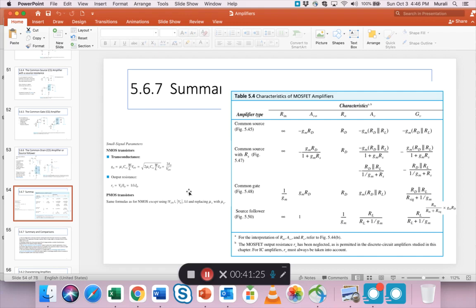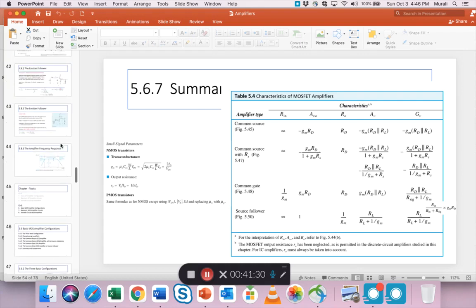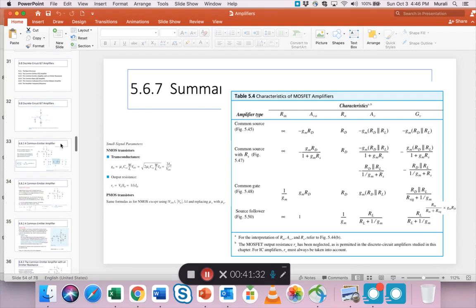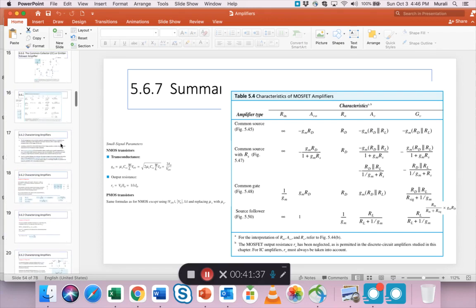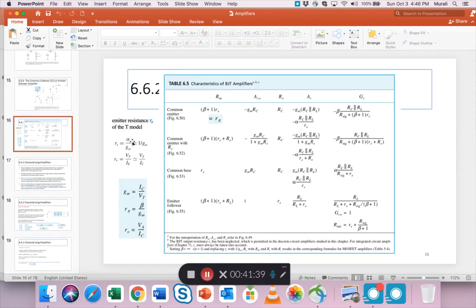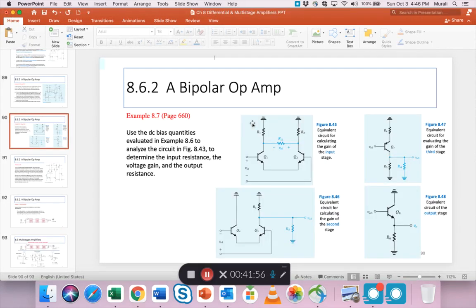I can spot the exact, sorry, why am I showing you MOSFET? We are studying BJT, right? And the BJT table is here. Yeah, here you can see RE equals alpha by GM. So these formulas are what he uses. That's all I wanted to say. So look at slide 16 of my PPT, or look at table 6.5, and you'll find a lot of the formulas being used.